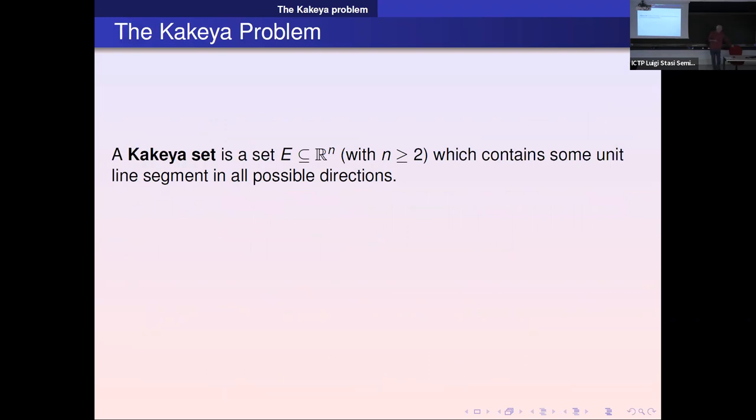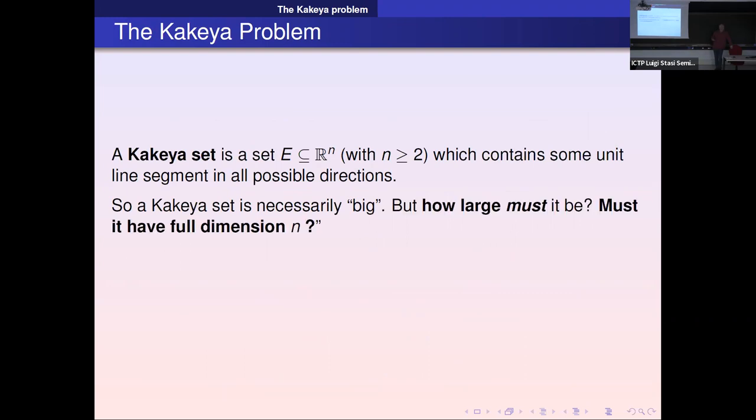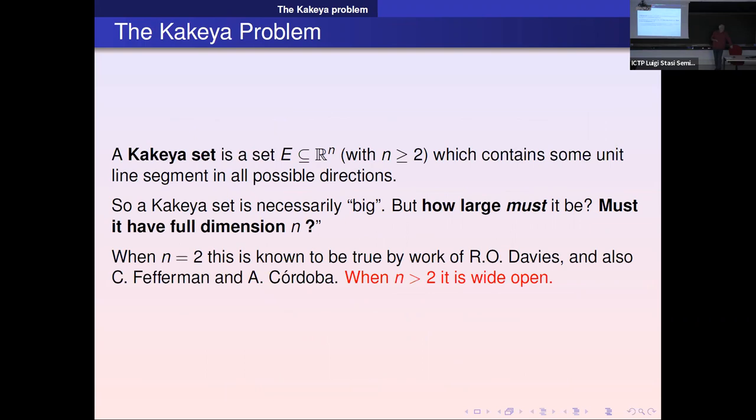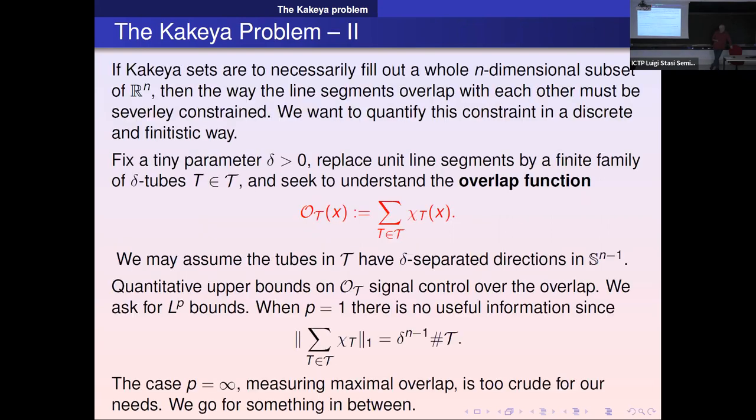Kakeya problem. As we said, a Kakeya set is a set which contains a unit line segment in all possible directions. So a Kakeya set is necessarily big, and the question is, how big must it be? Must it have full dimension n? This is known to be true in two dimensions by work of Roy Davies and also almost at the same time, Charlie Fefferman and Antonio Córdoba. But as soon as the dimension is bigger than two, nobody knows. It's wide open, this problem.